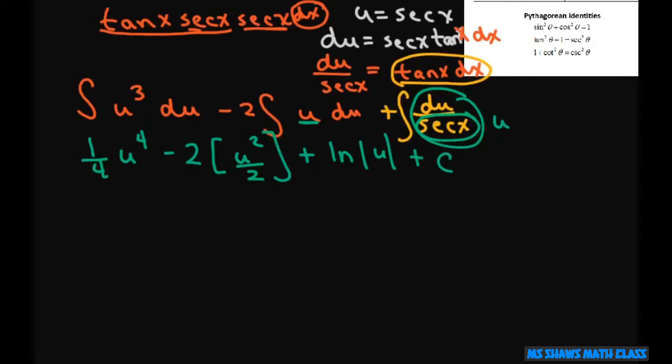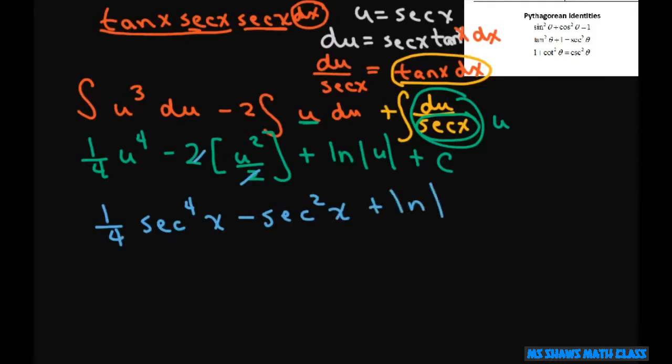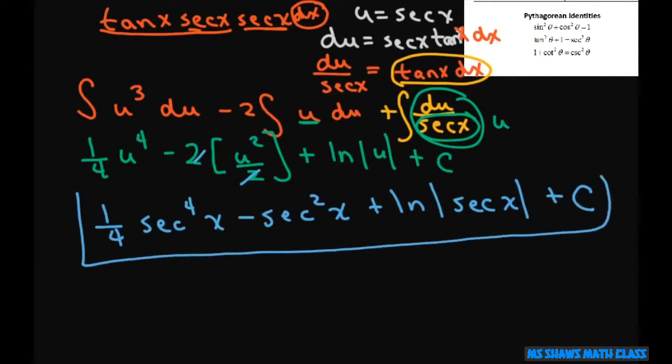So now let's substitute back in our u, and you get 1/4 secant to the 4th of x. These two cancel, so you're going to just get minus secant squared x plus ln of the absolute value of secant x plus c. And that's your final answer.